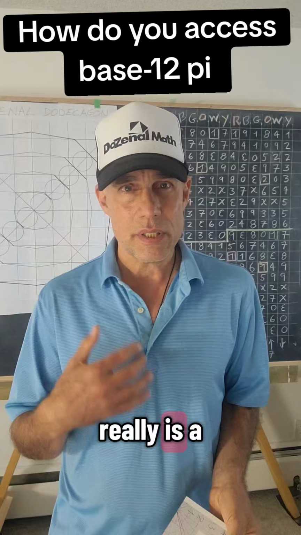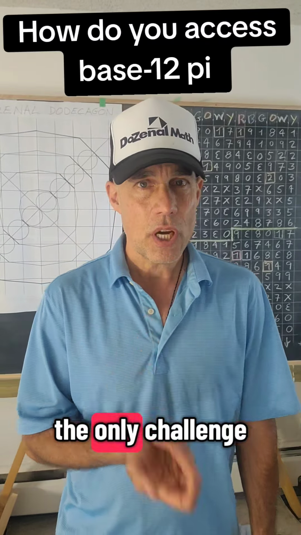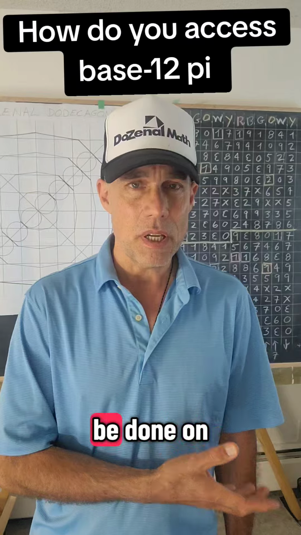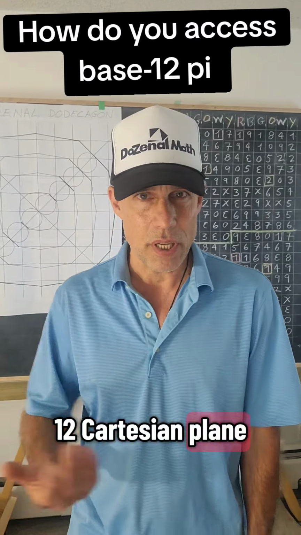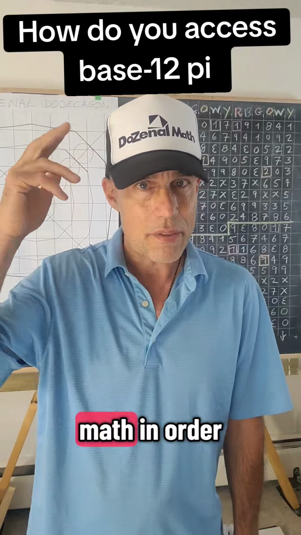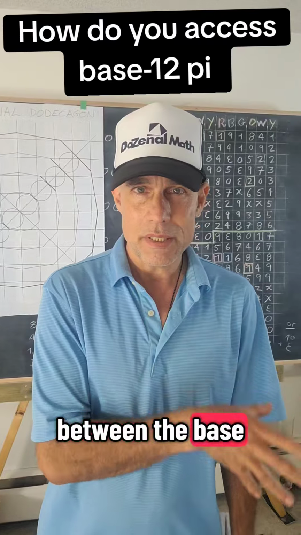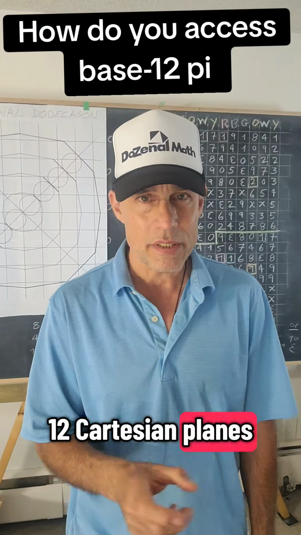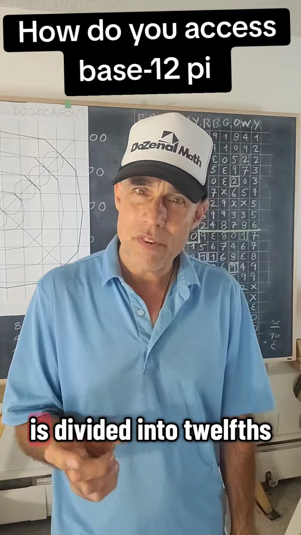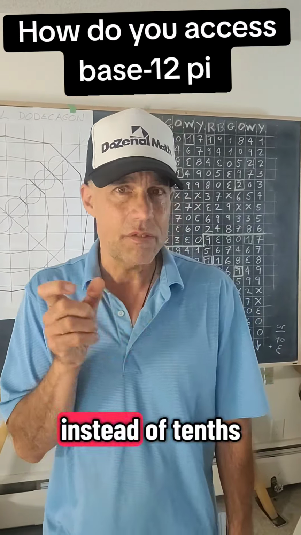And it really is a simple diagram. The only challenge within the whole thing is that it has to be done on the base 12 Cartesian plane. So you have to embrace Dozenal math in order to construct the diagram. The difference between the base 10 and base 12 Cartesian planes is that the length of one is divided into twelfths instead of tenths.